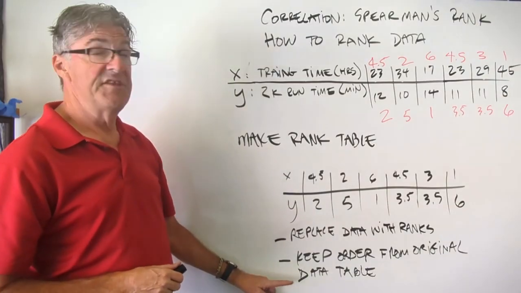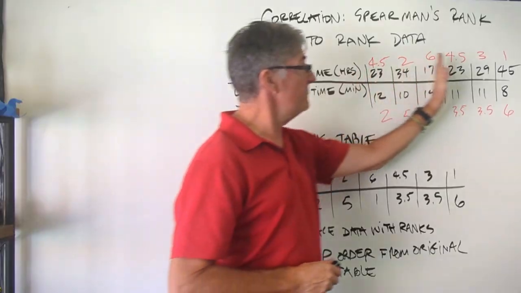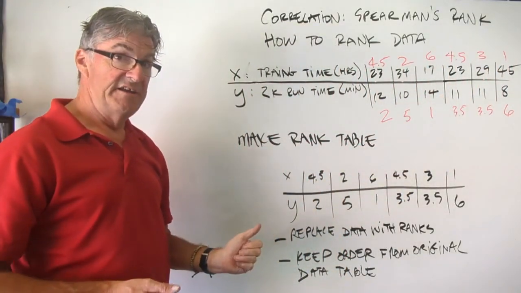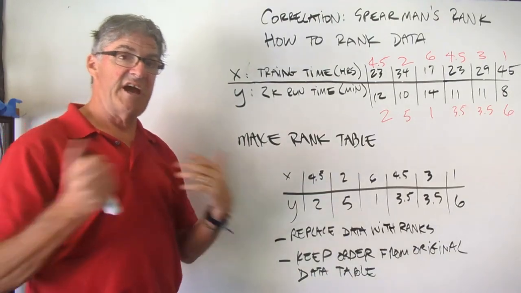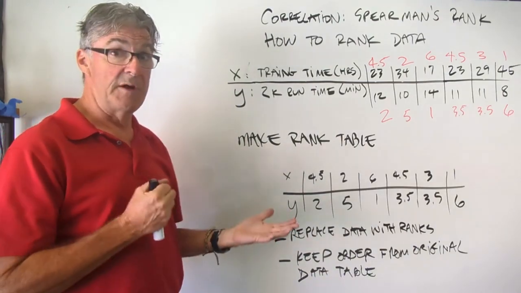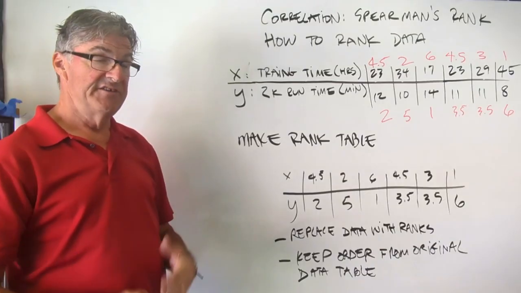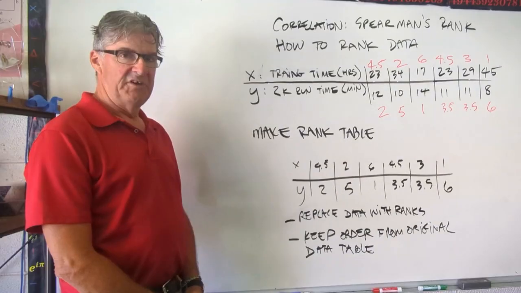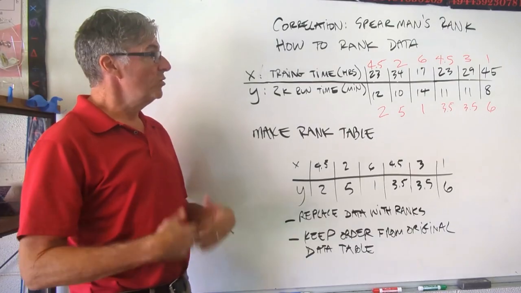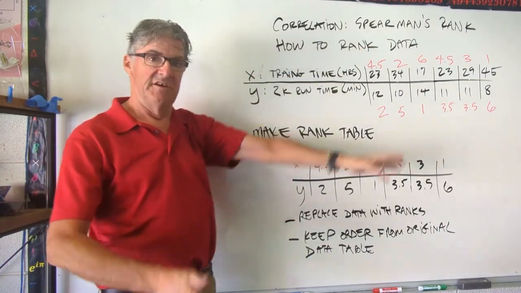Second, keep the order from the original data. So I'm just going through the data in the same order that I went there. Now this is kind of weird, because now we're going to use the ranks to calculate R sub S. So we actually don't use the data to calculate this particular correlation coefficient. All right, here comes the moment. We are going to calculate the Spearman's rank coefficient.